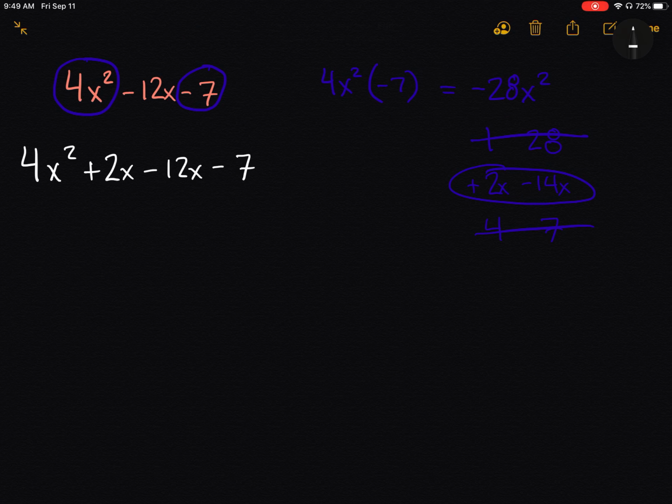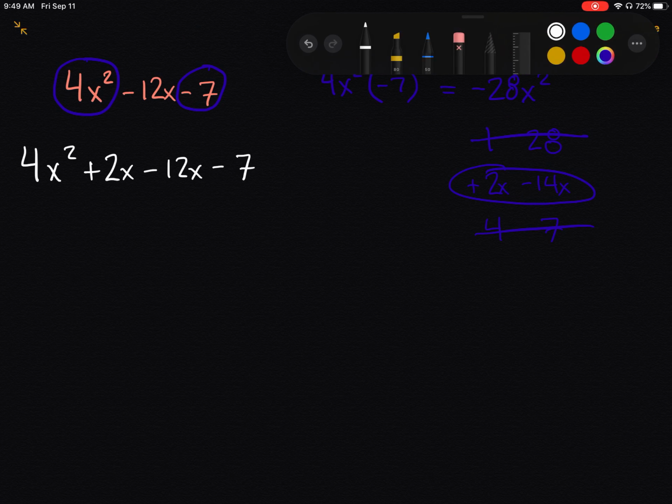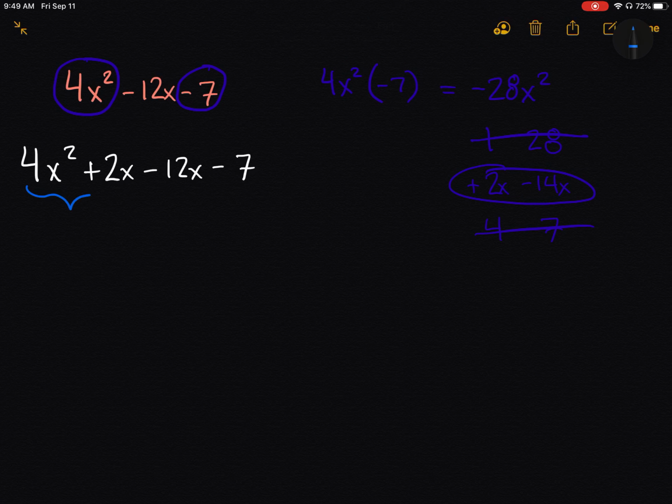So next we're going to group. So we have 4 terms. We're going to group the first 2 terms and we're going to group the last 2 terms. When we group these, what we want to take out is the greatest common factor for each one of those groups. And the greatest common factor for 4x squared and 2x is going to be 2x, and that's going to leave you with 2x plus 1.